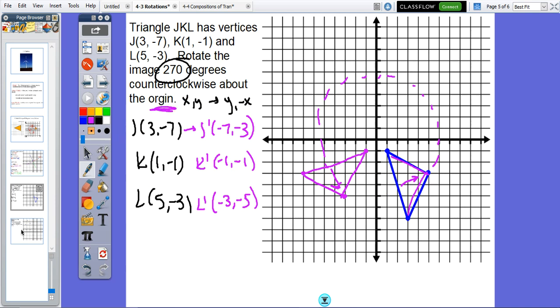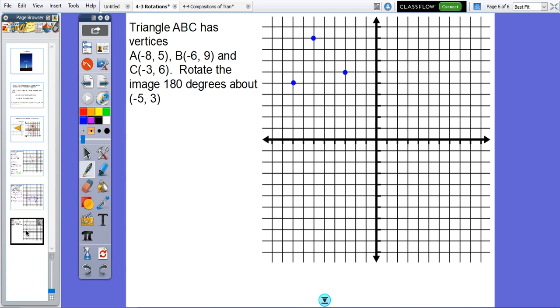But what happens if we are rotating not about the origin? This time we're going to rotate about negative 5, 3. So let's look at this right here. So our negative 5, 3 coordinate, negative 5, 1, 2, 3, 4, 5, negative 3, 1, 2, 3. This is going to be our new center per se. We're going to rotate around this. But here's the thing. We don't necessarily have what you would call a formula for rotating about something that's not the origin. So what are we going to do?